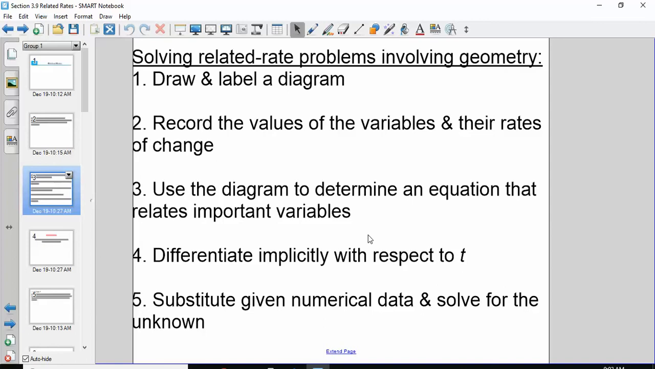If I'm filling a pool, if it's a rectangular prism, if it's a box, then I'm talking about volume equals length times width times height. If it's a round pool, then I need the volume of a cylinder. So we have to look at our picture to know what kind of equation we need. Then we'll do our derivative and plug in all of our values.